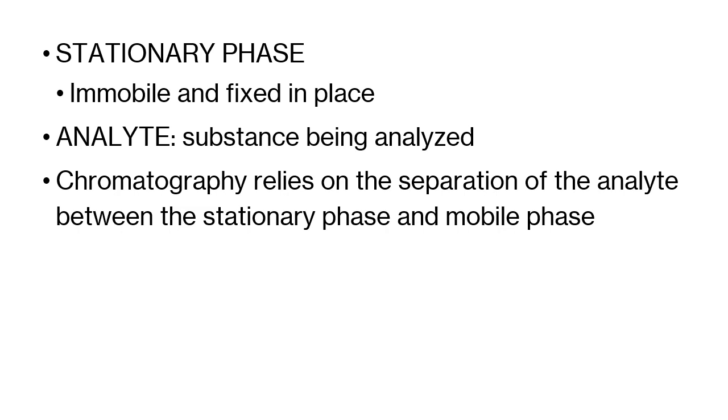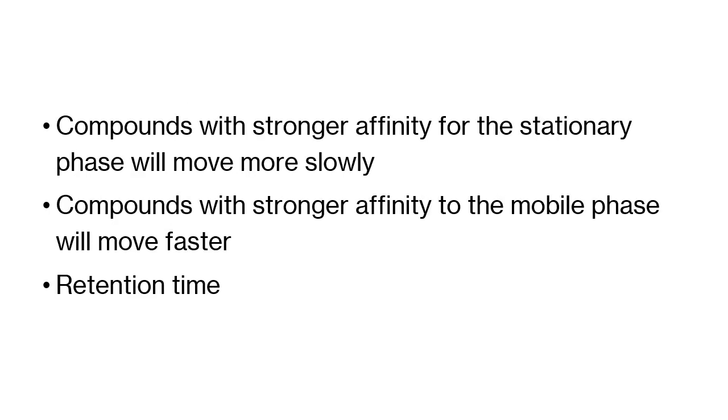The liquid, your mobile phase, will move through the filter paper, and your compounds will also move with it, based on their affinity for the paper and the solvent. In the separation, compounds with a stronger affinity for the stationary phase will move more slowly, because they have a stronger affinity with the stationary phase, while compounds with a stronger affinity to the mobile phase will move faster.